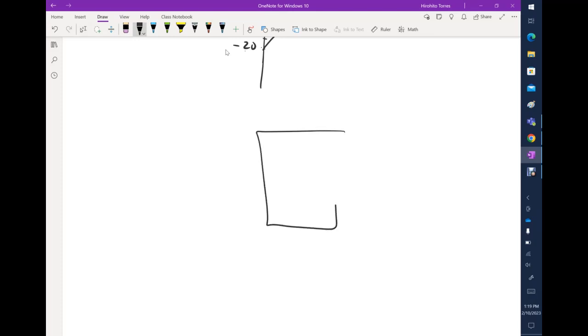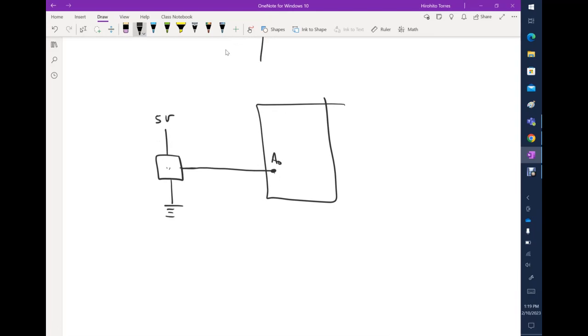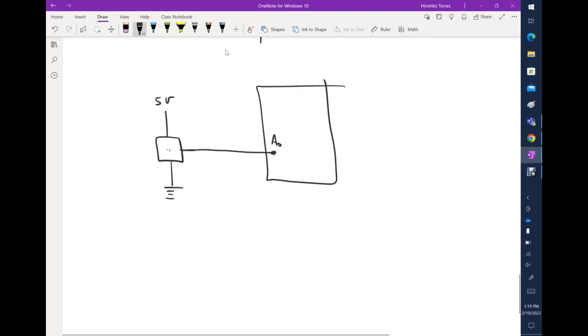We're gonna connect a temperature sensor, and this is the output of the sensor. We're gonna connect that to A0, and one leg of the sensor will go to 5 volts, and the other leg will go to ground, like this. And so you will subject this sensor to different temperatures, and we're gonna collect what is the ADC.